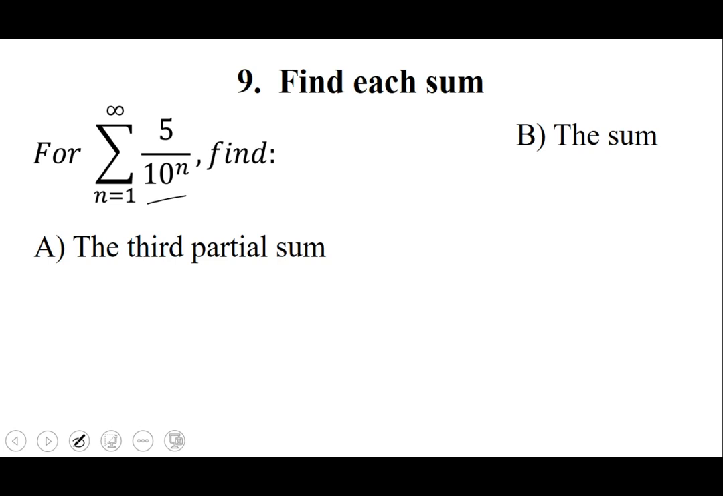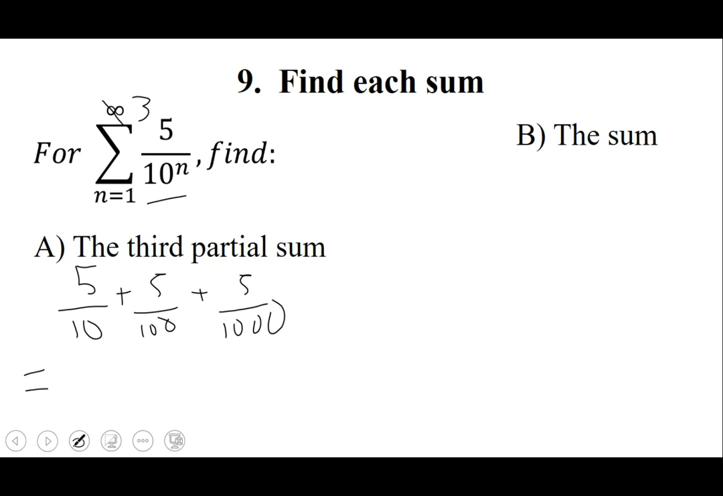So let's go ahead and start by finding the third partial sum. So if you're finding the third partial sum, that means that you are finding the sum just from 1 to 3. So if you are finding the sum just from 1 to 3, your first term is going to be 5 over 10 plus 5 over 10 squared, which is 100, plus 5 over 10 cubed, which is 1,000.